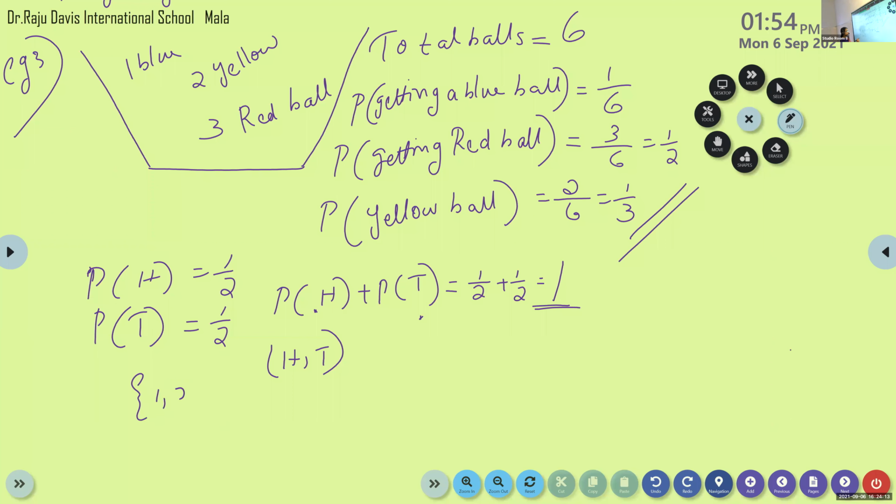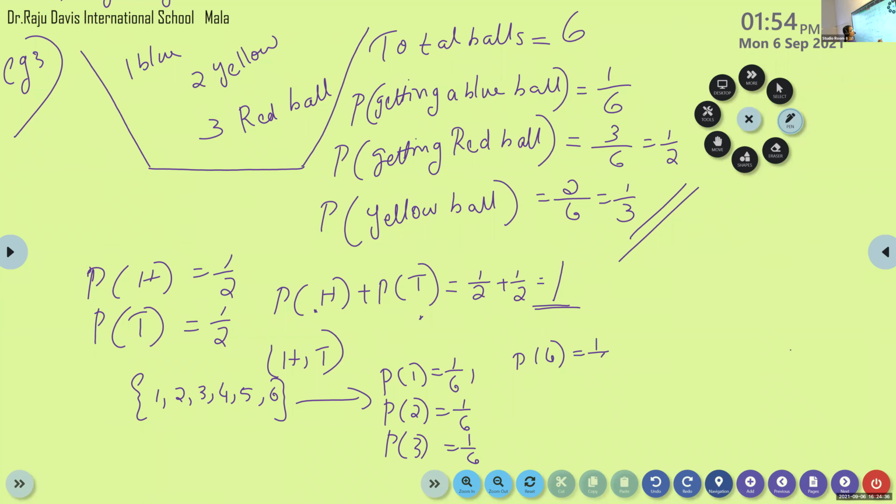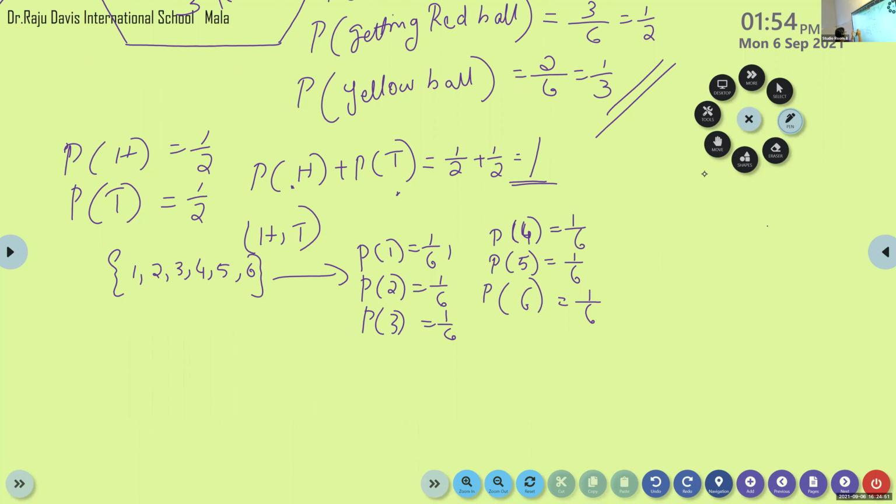Now we will consider throwing a die, not tossing a coin. The outcomes are 1, 2, 3, 4, 5, 6. We know that the probability of 1 is 1 by 6. Probability of 2 is also 1 by 6, of 3 is 1 by 6, of 4 is 1 by 6, of 5 is 1 by 6, and of 6 is also 1 by 6. These are the probabilities of all the outcomes of the experiment of throwing a die.